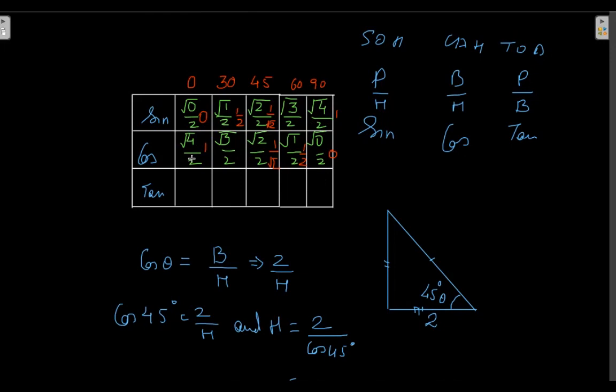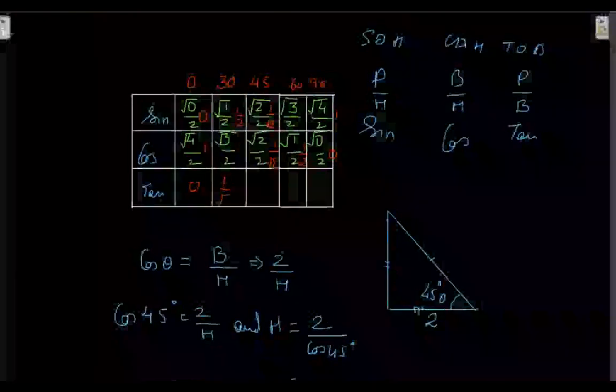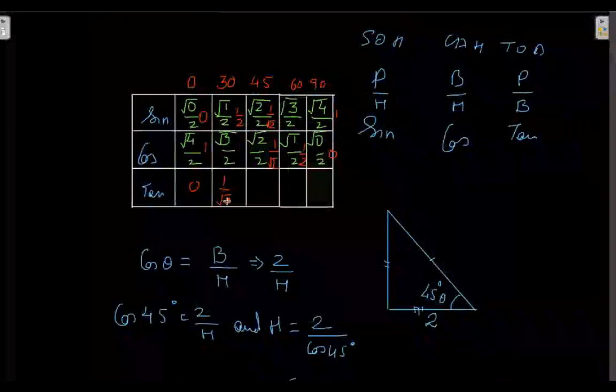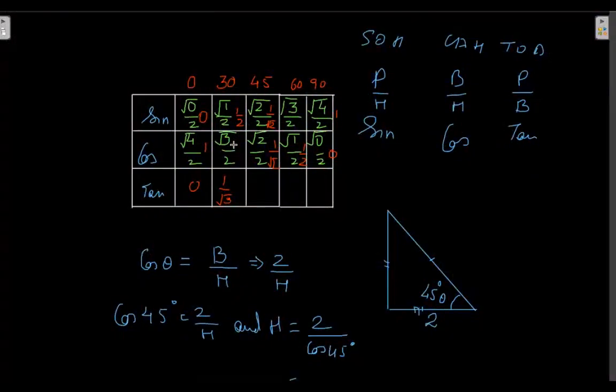Now tangent is what? Tangent is sine over cos. So when we divide 0 by 1, what do we get? We get 0. And when we divide this, this yields us 1, and this is under root 3, and this is 1 divided by 0, which is not defined.